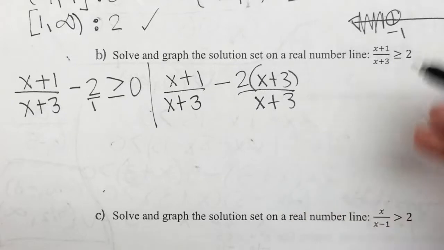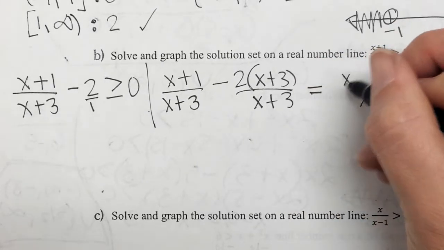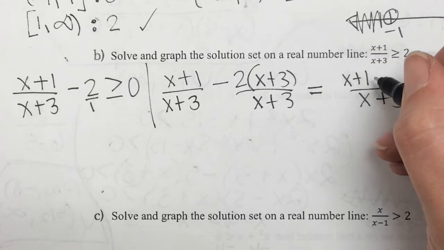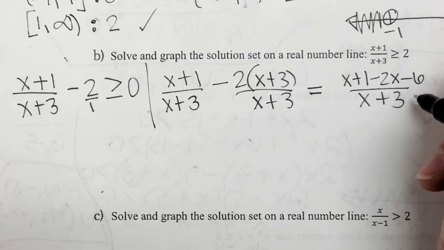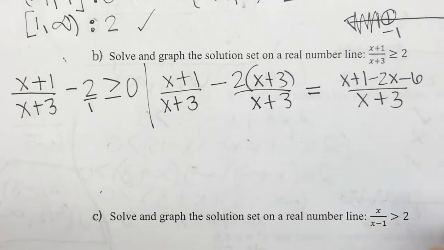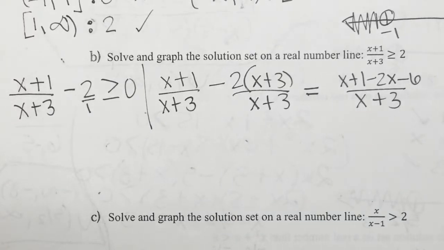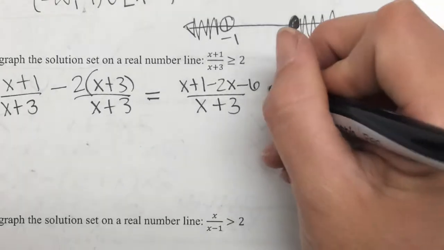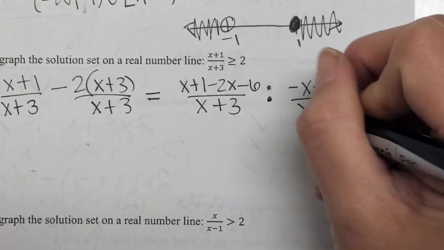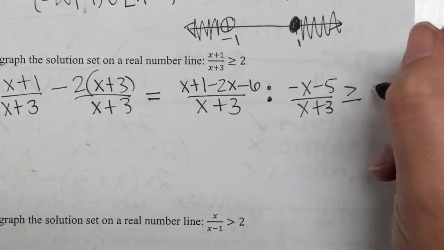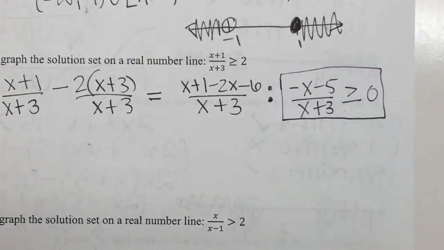What do we do with the bottom? Yes. Alright, this top would be x plus 1. What else? Plus 6 or minus 6? Yes, minus 6, because you got to distribute that -2. Everybody with me? Alright, tell me what the top's going to be then. -x minus 5 over x plus 3 is greater than or equal to what now? 0. I'll give you time to copy that.